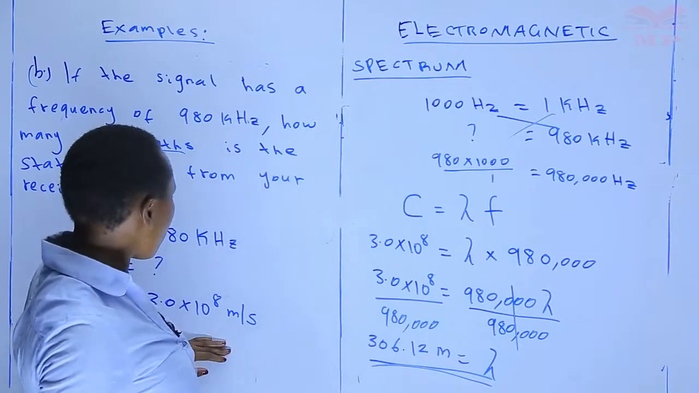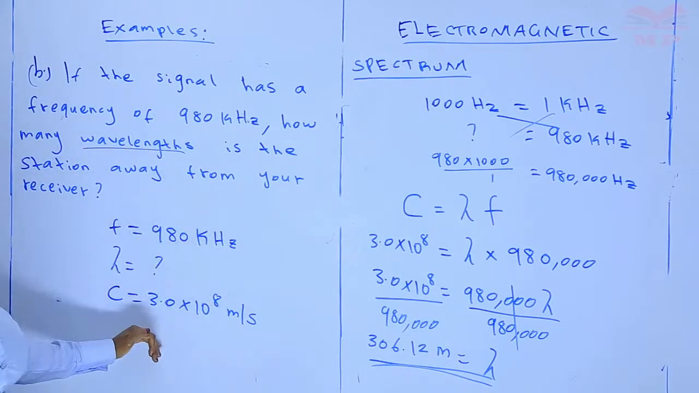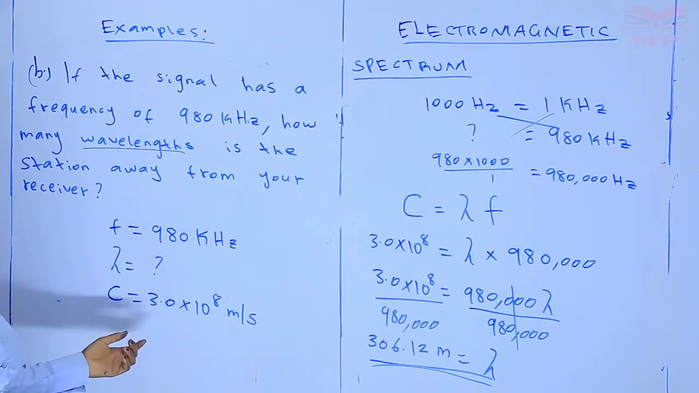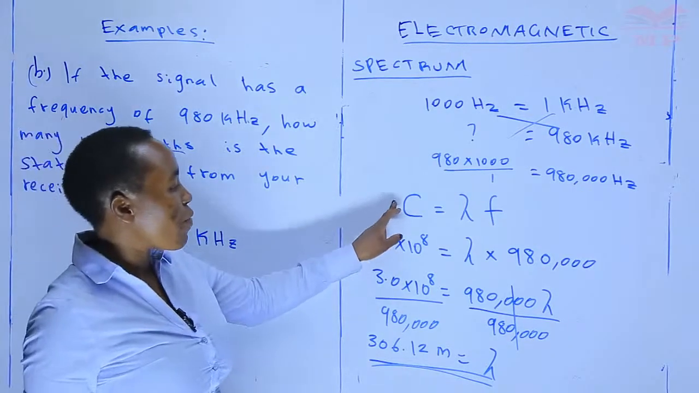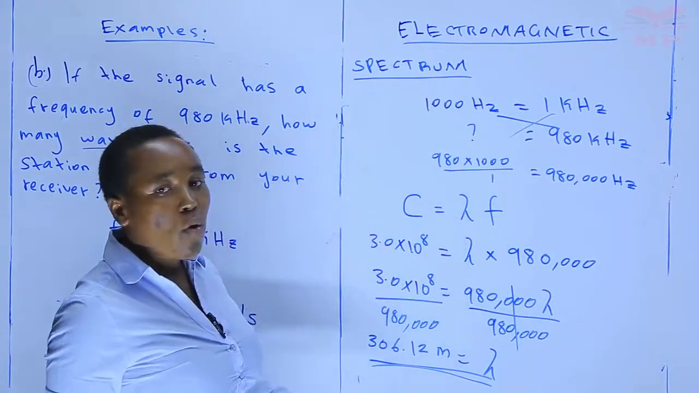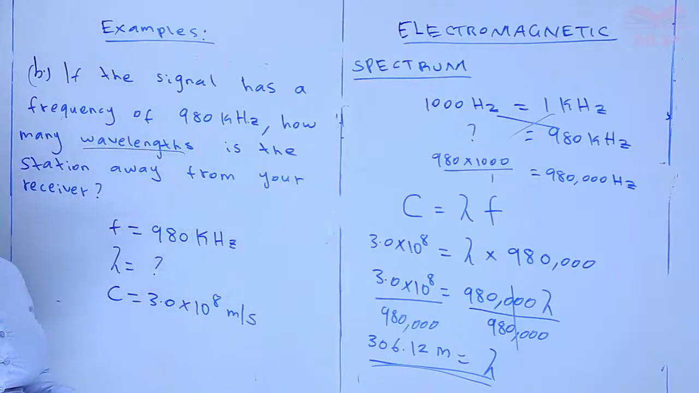The time you analyze the question, you can see it clearly, and you'll be able to see which equation or formula you are going to apply. In this case, it is very clear that we can apply the wave equation, and we are able to get the value of wavelength as 306.12 meters. So that is it.